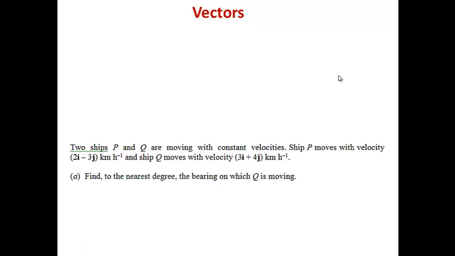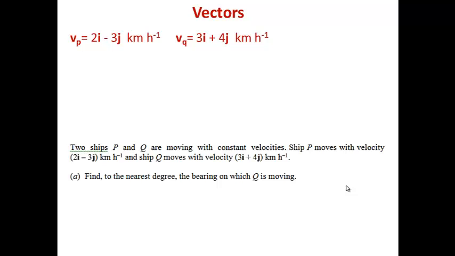Okay, let's move on to the last question. This is a vectors question. We're told two ships P and Q are moving with constant velocities. Ship P moves with velocity 2i minus 3j kilometers per hour, and ship Q moves with velocity 3i plus 4j kilometers per hour. We're asked to find, to the nearest degree, the bearing on which Q is moving.